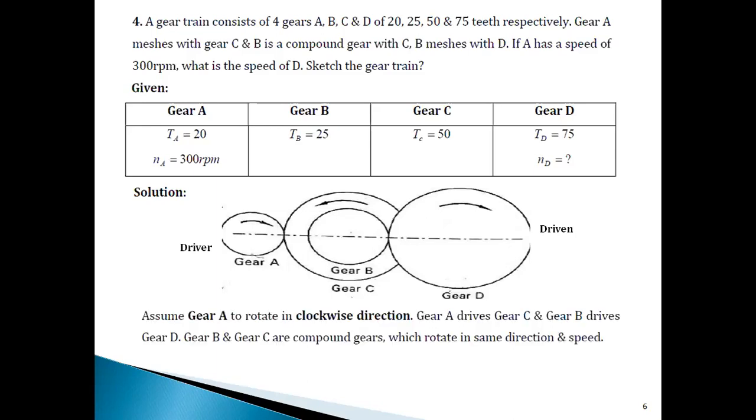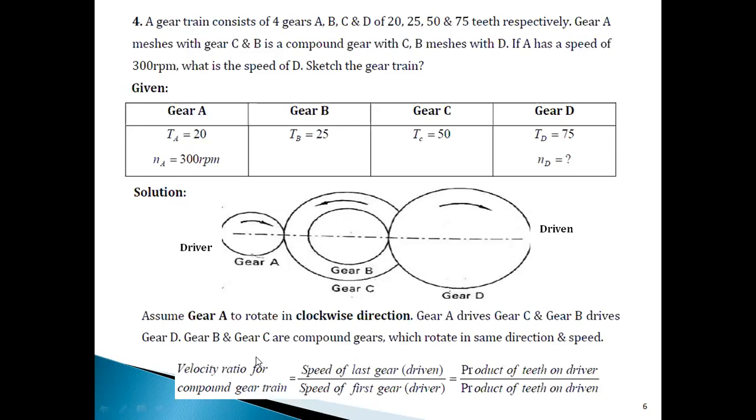Now let us see how we write this. First we complete the sketch conditions. As I told you, we are assuming gear A rotates in the clockwise direction. Then gear A drives gear C, and gear C and gear B drive gear D. Gear B and gear C are compound gears rotating in the same direction with the same speed. Then what about our velocity ratio? The speed of the last gear, our driven gear, to the speed of our driver gear is equal to the product of teeth on the driver gears to the product of teeth on the driven gears.